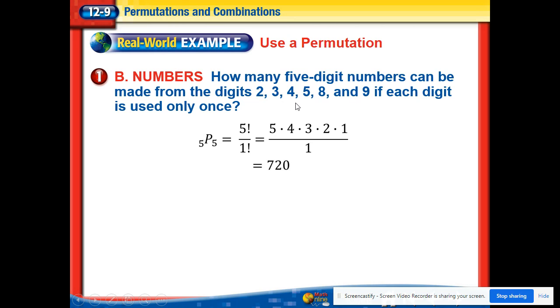And order does matter. In a number, obviously, 1, 2, 3 is different than 3, 2, 1. So if it's 5 things 5 at a time, it's 5 factorial over 5 minus 5, or 0 factorial. We always just write 0 factorial as 1. So 5 times 4 times 3 times 2 times 1, which is 120 different ways.